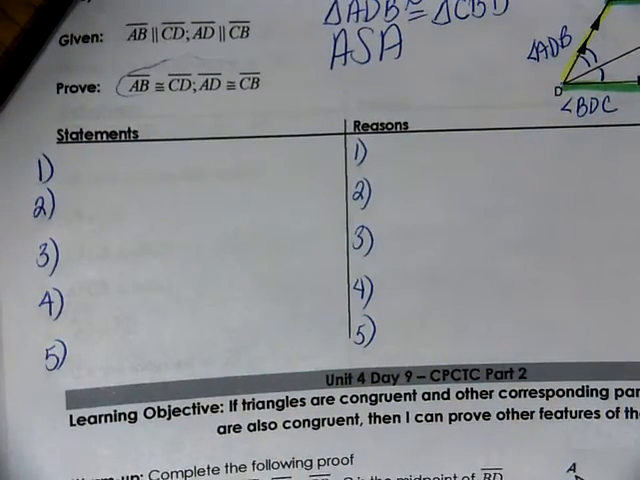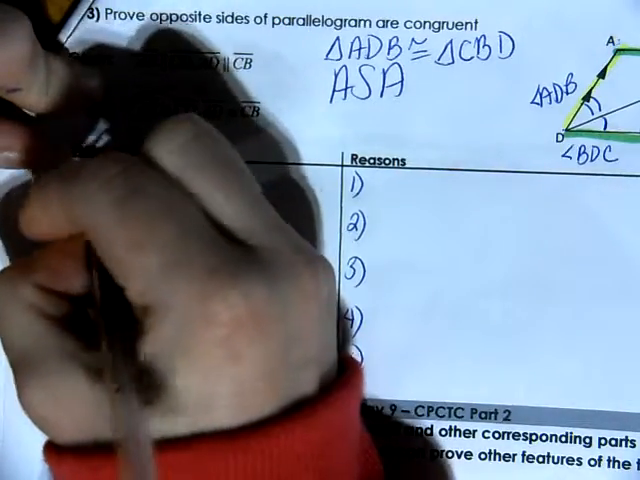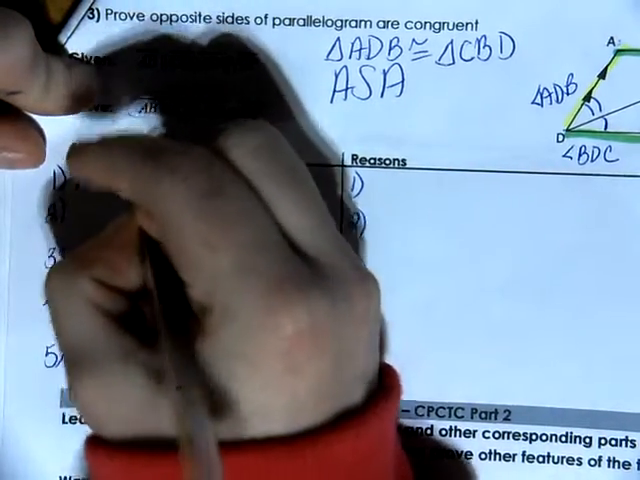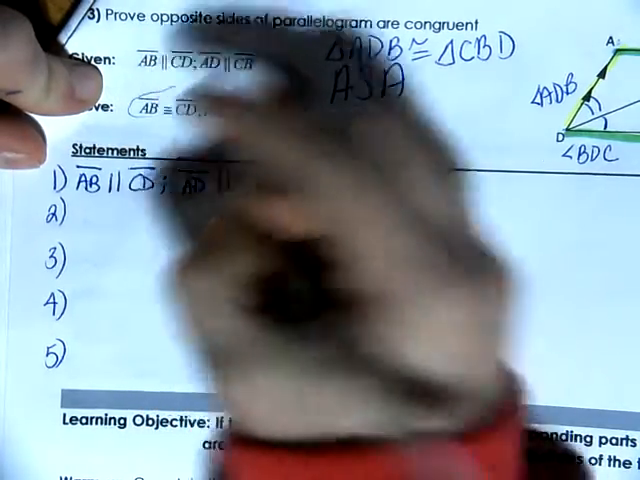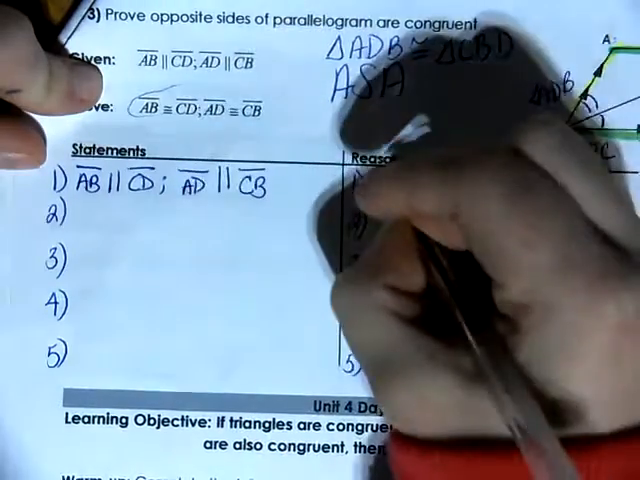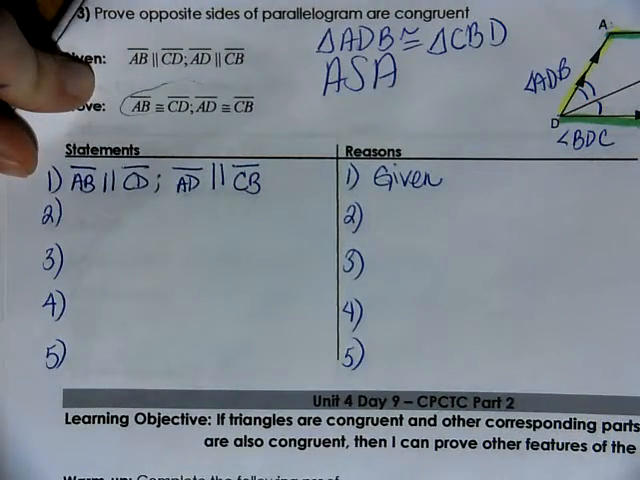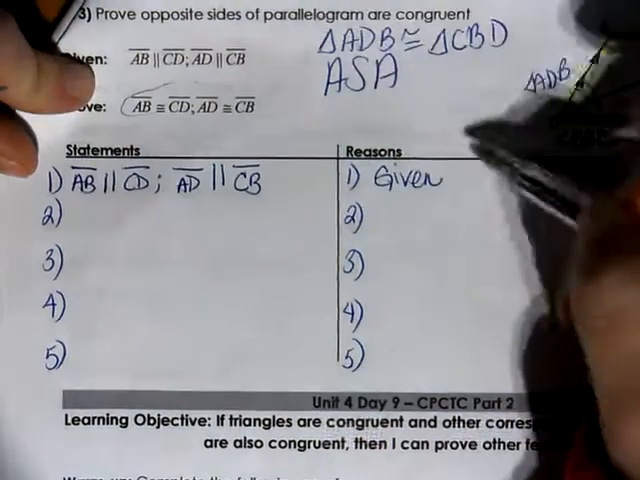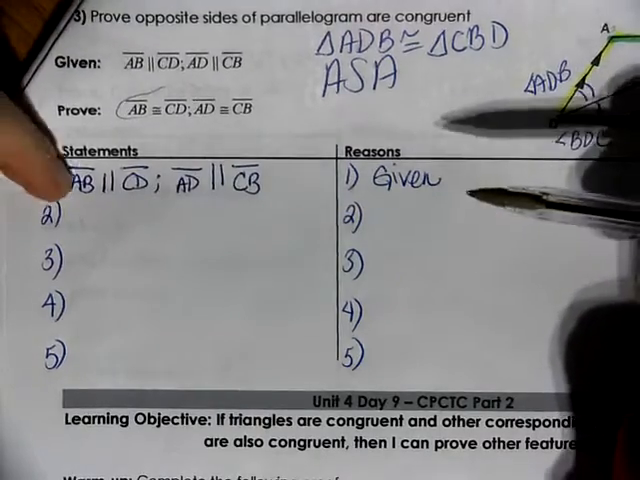Here we go. We always start with our given. Our given is segment AB is parallel to segment CD, and segment AD is parallel to segment CB. And we write this because it is given. I don't have anything to check off yet because I don't have information about sides and angles quite yet, but I'm about to say that.